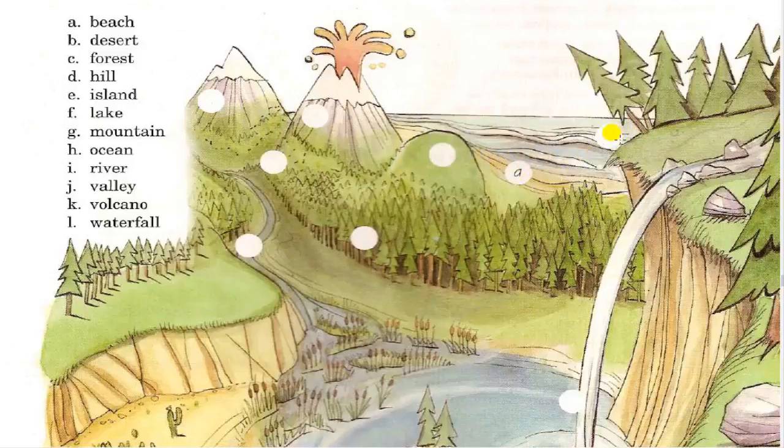River. Where is the river? This is a river. I, river. Valley, land between mountains. This is J, valley. K, volcano.